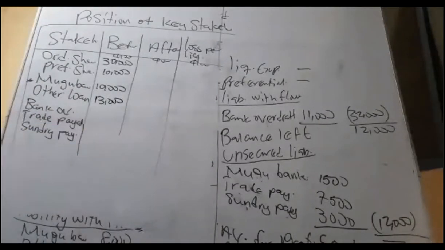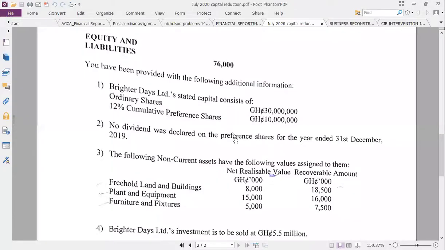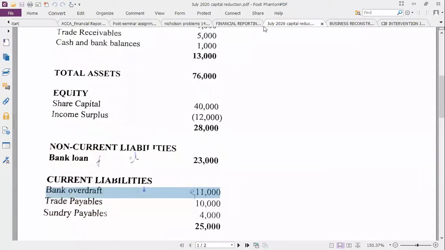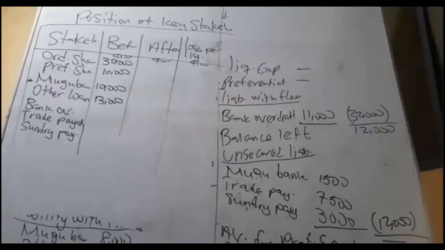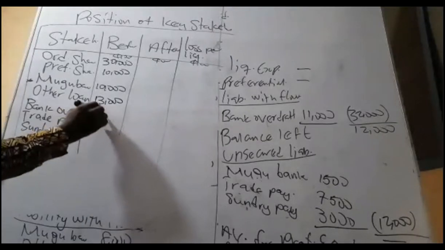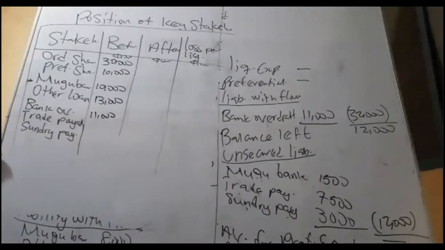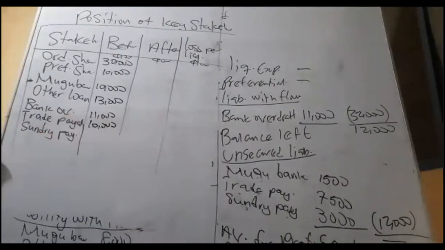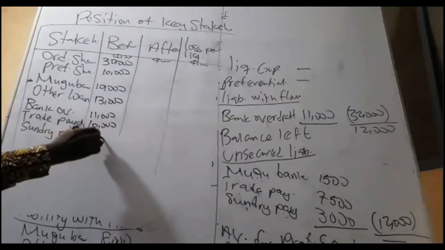Good. Bank overdraft. It's a floating charge. Bank overdraft must be 11,000 this year. Trade payable was 10,000. Then salary payable 4,000. That is all.